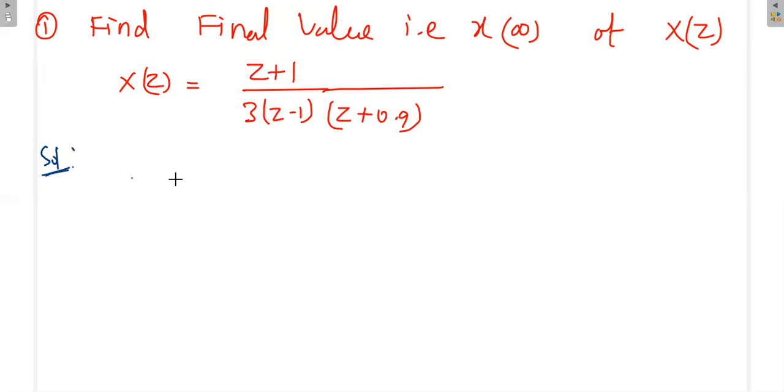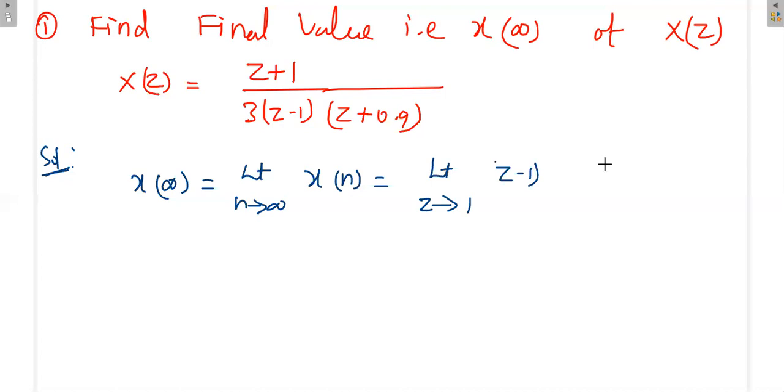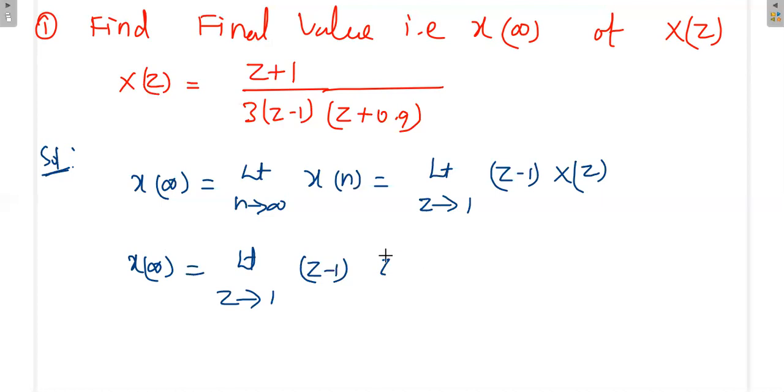So x of infinity. Just now we have seen the formula. x of infinity means limit n tends to infinity x of n is equal to limit z tends to 1 of z minus 1 multiplied with x of z. So x of infinity is limit z tends to 1 of z minus 1, then what is x of z? x of z is already given in the problem: z plus 1 divided by 3 into z minus 1 into z plus 0.9.